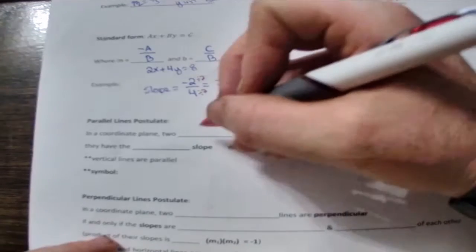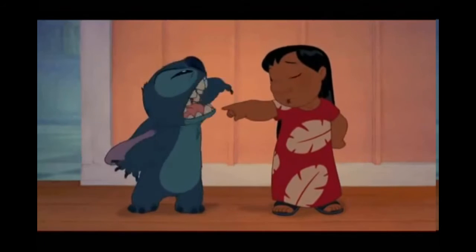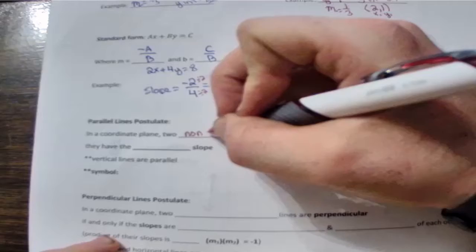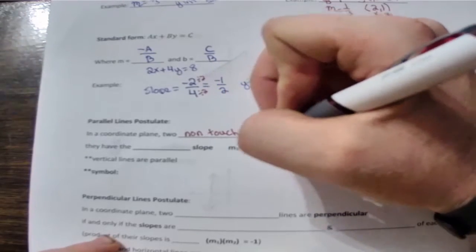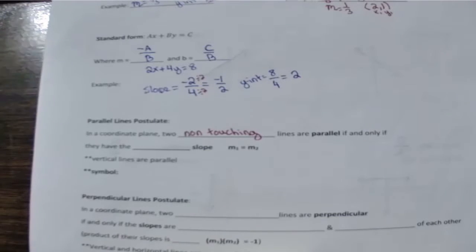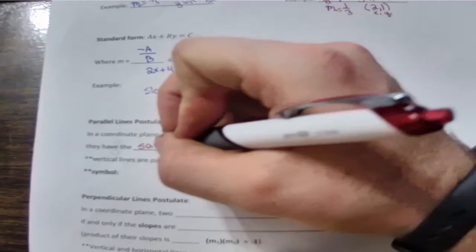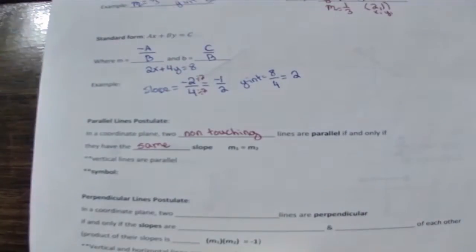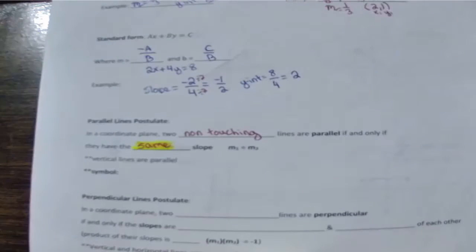In a coordinate plane, two non-touching lines. I'm not touching you. Are you touching me? Not touching. Because parallel lines are not allowed to touch, they are parallel if and only if they have the same slope. So for this one, the important thing to know is that the slope has to be the same.